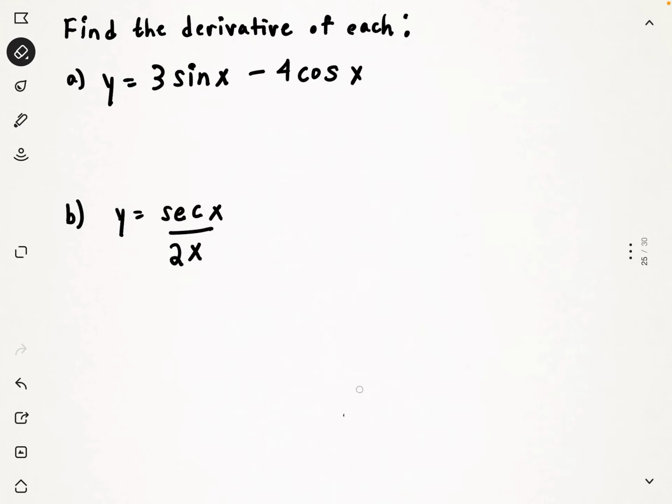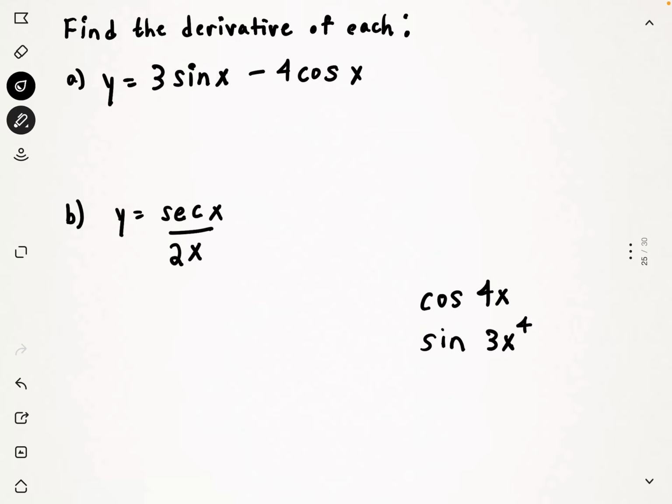But in the meantime, what we're going to do right now is some basic trig derivatives. When I say basic trig derivatives, you're not going to see anything like sine squared x. We won't have the trig function squared or cubed or anything. And another thing we won't see until next section are things where you have an angle that is not just x, like cosine of 4x or sine of 3x to the power of 4. These things can happen. They involve using something called the chain rule, which we're going to learn very soon.